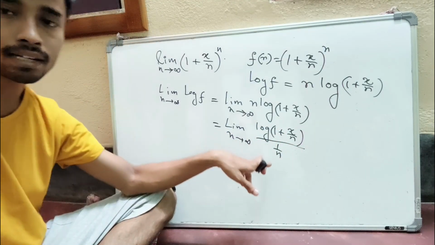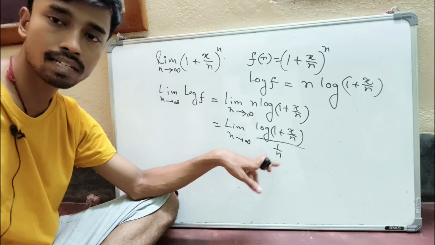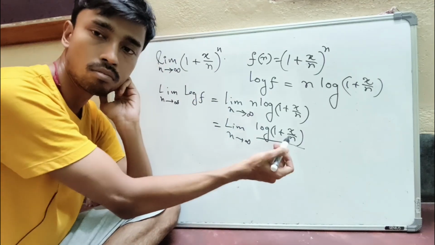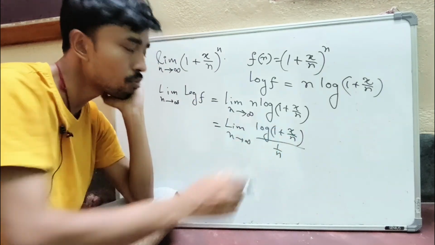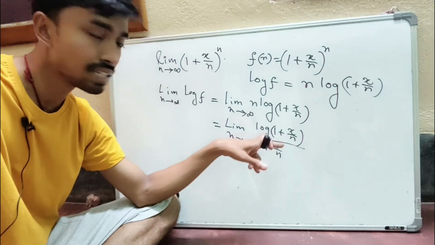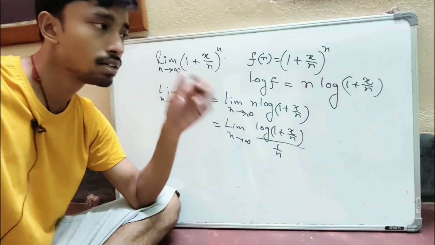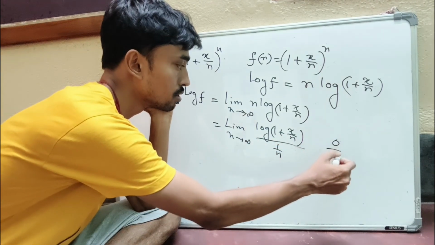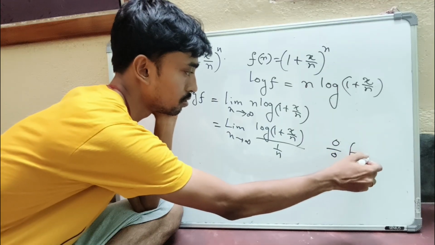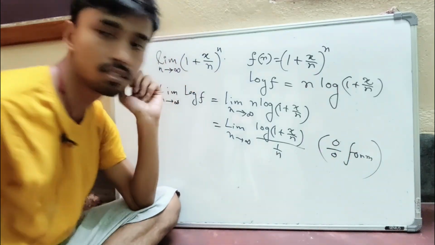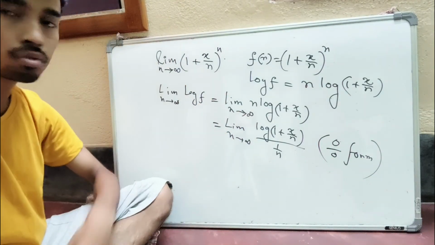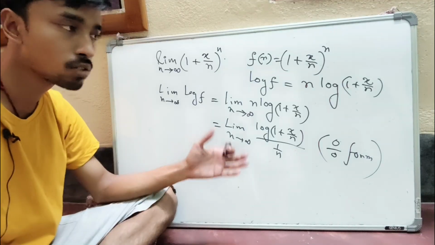If I write like this, then that 1 by n tends to 0, of course, and in log of 1 plus x by n, as n tends to infinity, x by n tends to 0, so log 1 is 0. So that is 0 by 0 form. So now we should just take the derivative with respect to n.